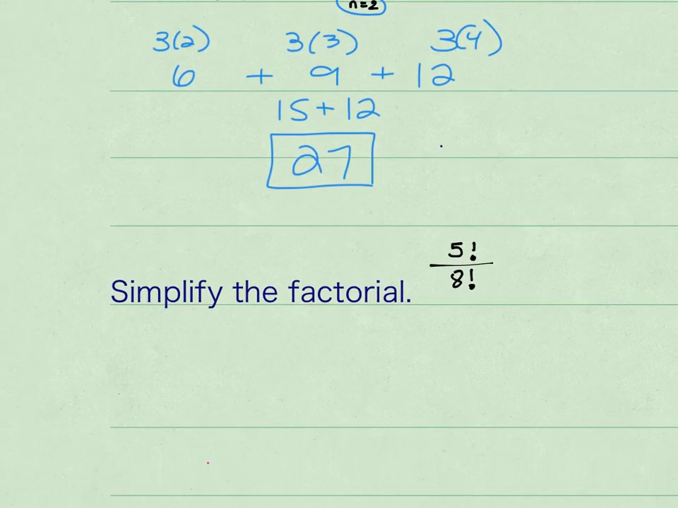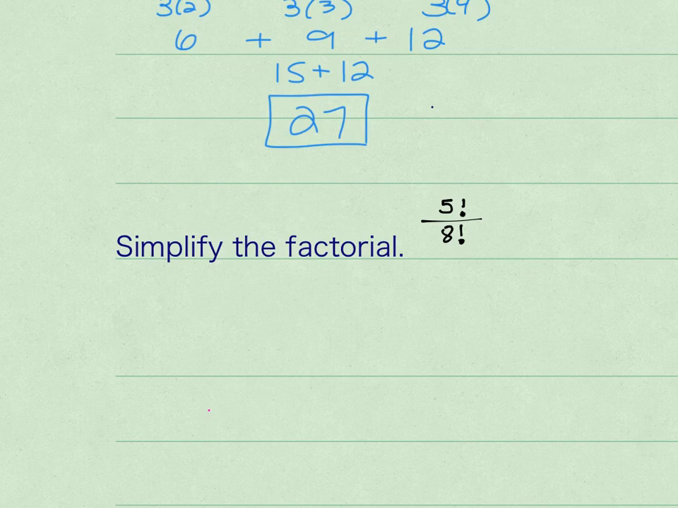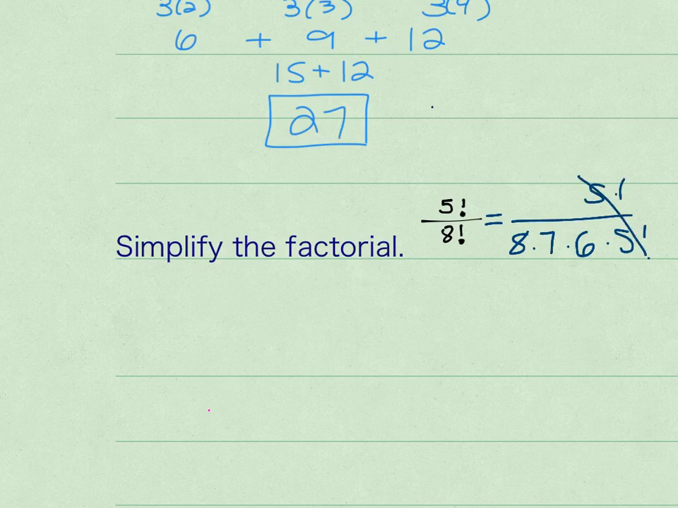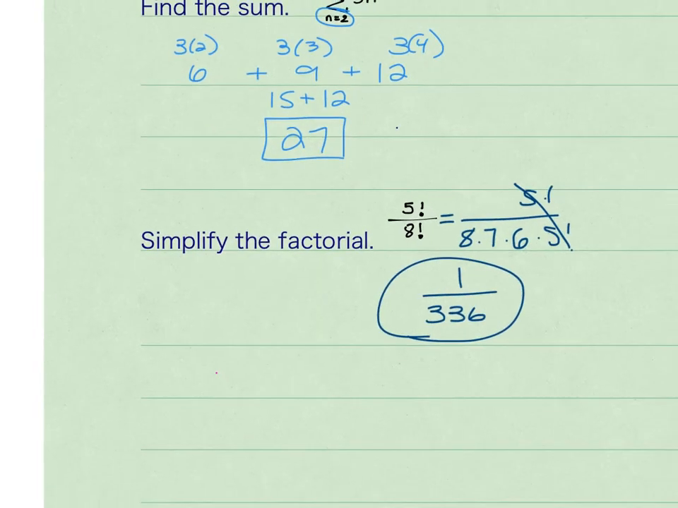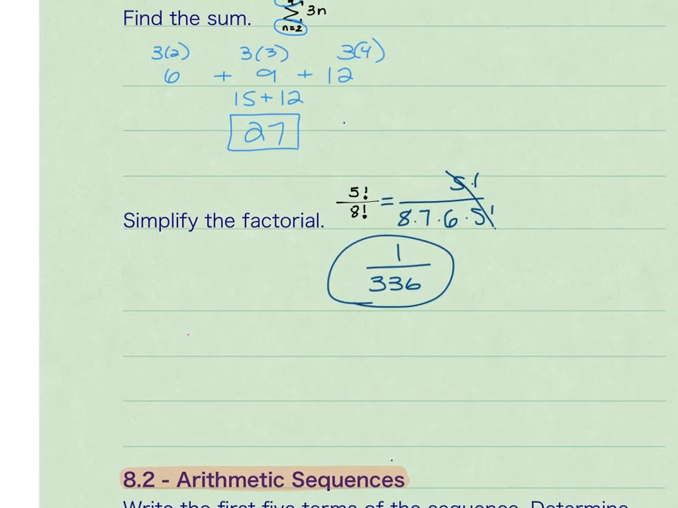All right, then we did factorials. We've done a lot since then, so hopefully these are easy. I would break down the 8 till I hit the 5. These are going to cancel, and I get 8 times 7 times 6, which is 336. Questions so far.